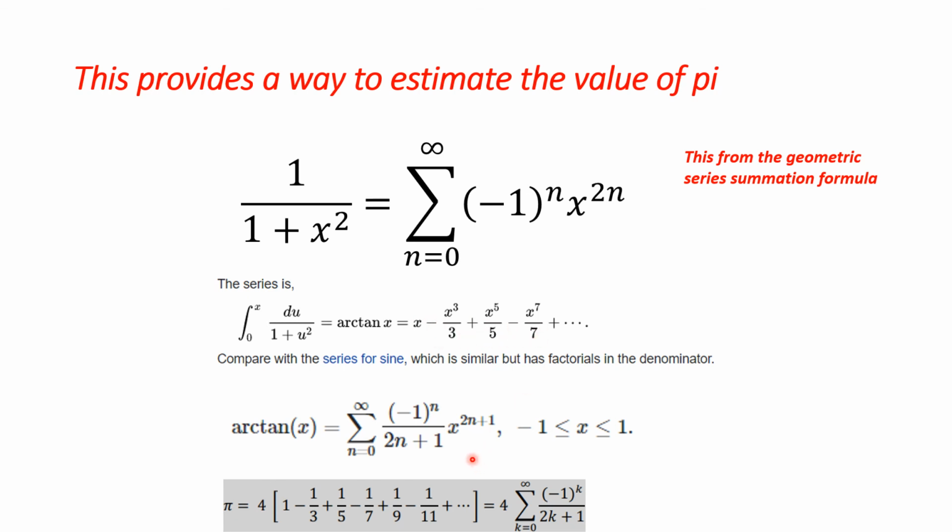Now, the application of this, that's a very powerful application. This is true for everything, including 1. So if I put 1 in here, the arctangent of 1 is pi over 4. And I put 1 in here, so that means that pi is 4 times this alternating series here. That means that we can provide a way to estimate the value of pi as accurately as we care to estimate it. Wow.